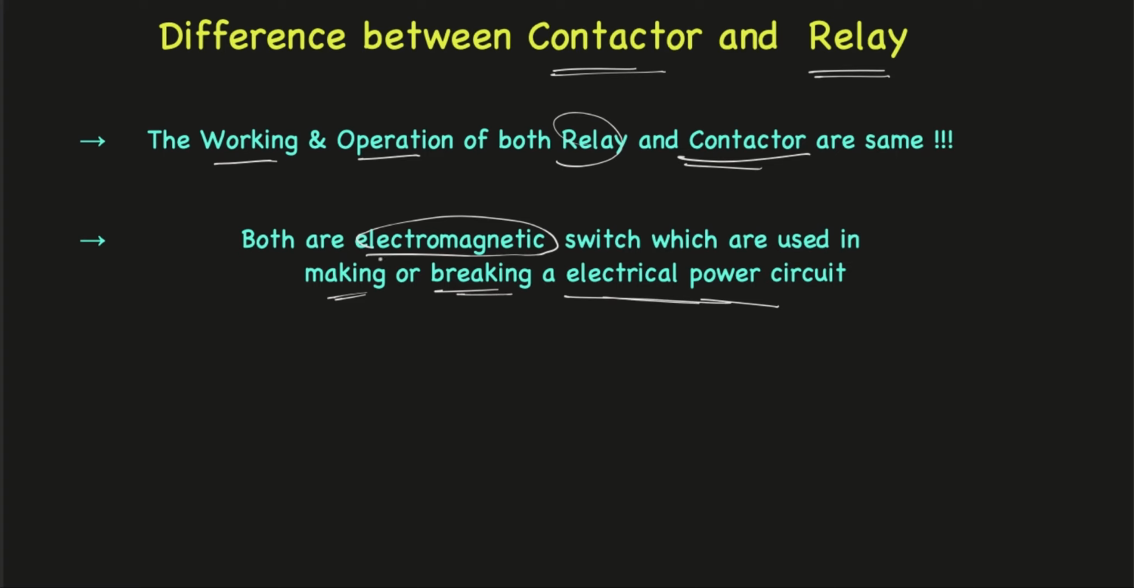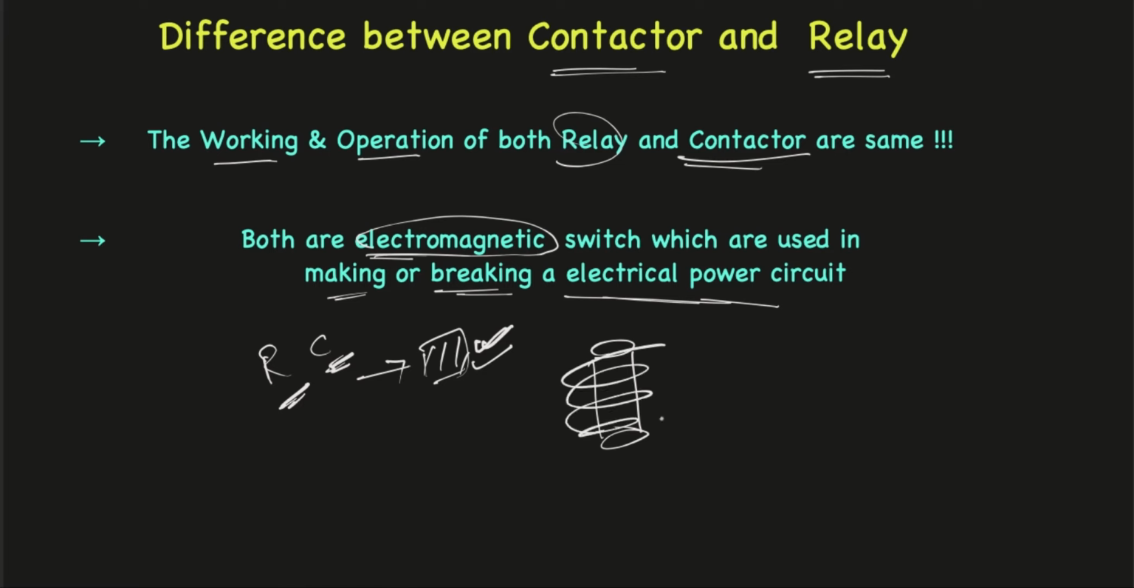Both of them are electromagnetic switches, that is, both a relay and a contactor work with an electromagnet present inside. The electromagnet present inside both relay and contactor is a coil wound on an iron core. If you see, this is an iron core and there will be a coil wound on this. This is the coil and this is an iron core. So, if you provide supply to these two terminals, a field is created and this iron core acts as an electromagnet. This is the basic working of a relay and a contactor.